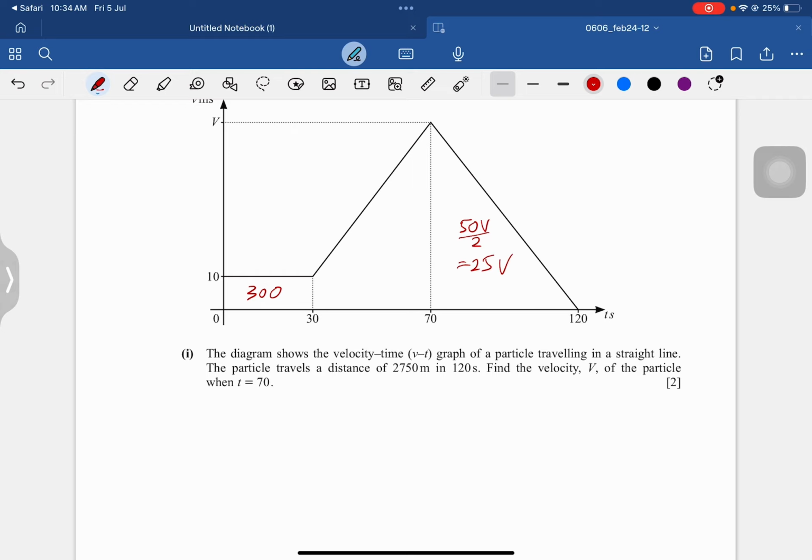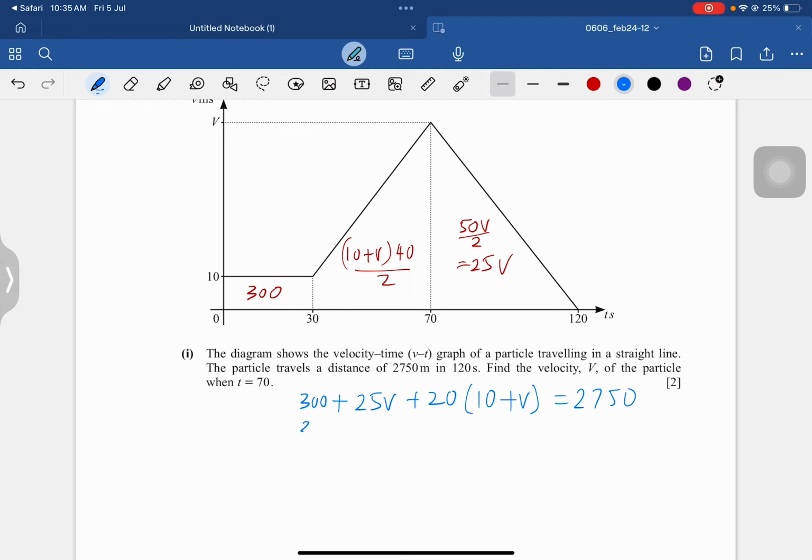The middle is a trapezium shape. So, trapezium area will be top plus bottom times height over 2. Top plus bottom times height, which is 40 over 2. So, okay, I can write at the bottom already. 300 plus 25v plus 40 over 2, which is plus 20, 10 plus v should equal to 2750.